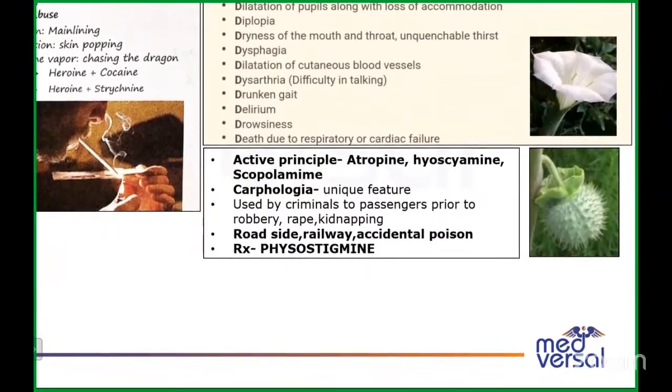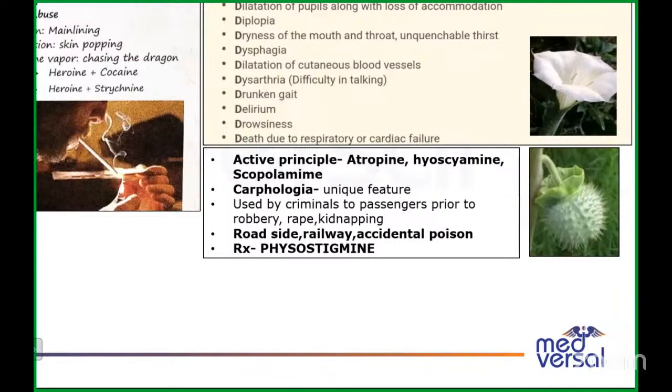It's used by criminals on passengers prior to robbery, rape, and kidnapping because these criminals can make use of this fruit. First of all, it's readily available. It's also called a roadside poison, accidental poison, because the fruit often resembles the normal green apples that we usually come across. It's also called a railway poison because earlier it was very routinely being used by robbers in the trains to finish their acts of robbery or kidnapping.